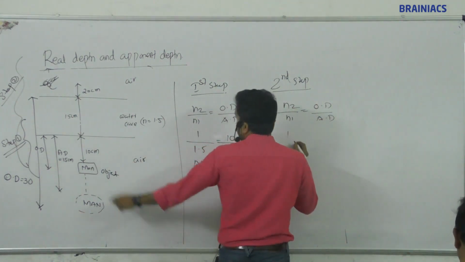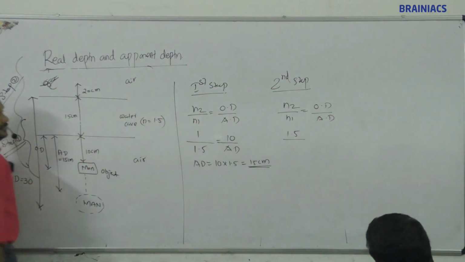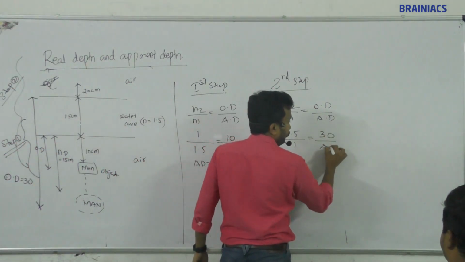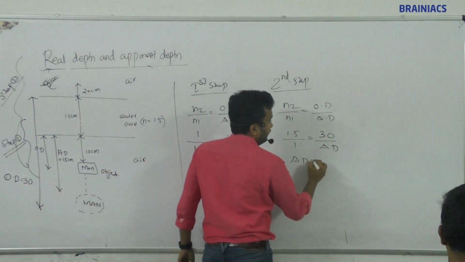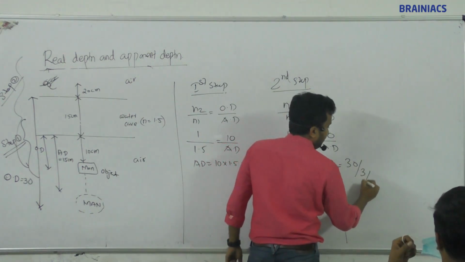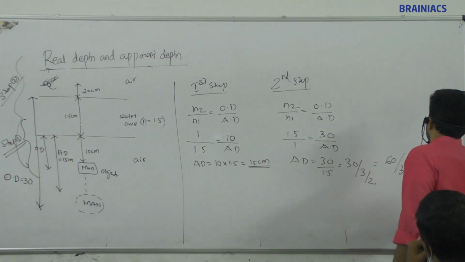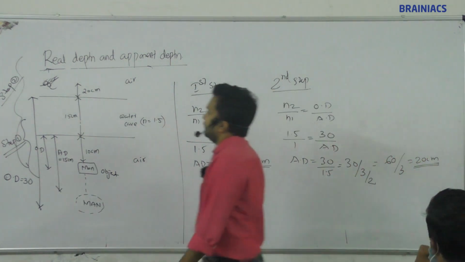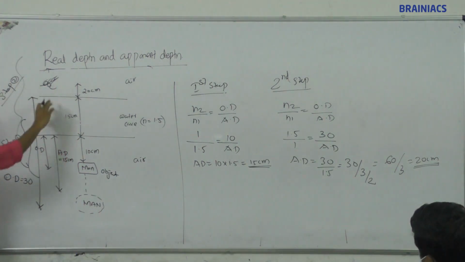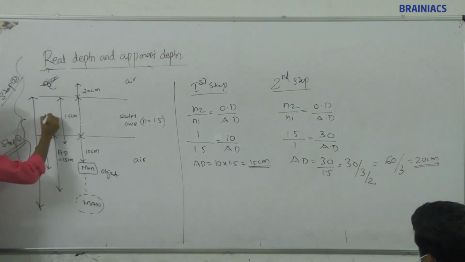N2 is 1.5. N1 is where you are looking from. What is the original depth? 30. Apparent depth you don't know. So apparent depth is equal to 30 divided by 1.5, which means 3 by 2, divided by 3. The answer is 20 centimeter from the first one. So it is 20 centimeter down from the first, which is 15 plus an extra 5. So this is the apparent depth.